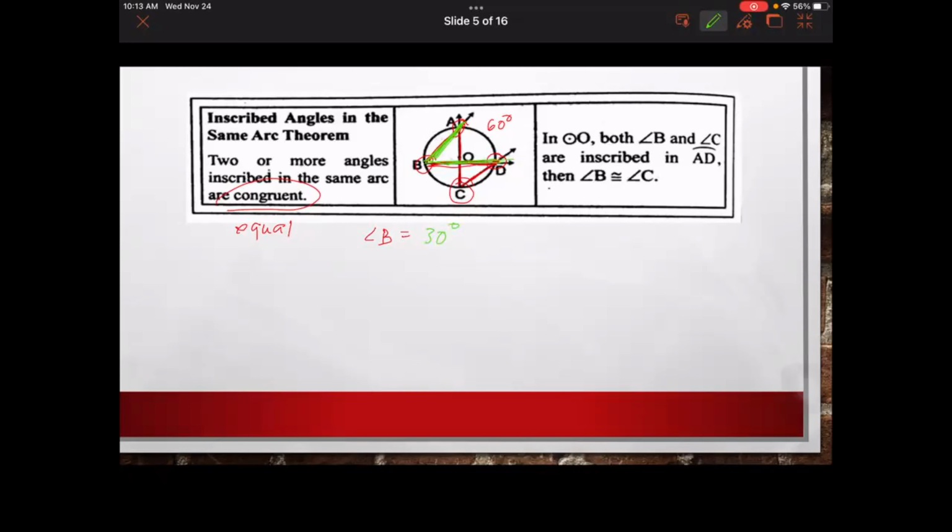Now, we have angle C. This is angle C. What is in front of it is also 60, because the endpoints are A and D. So angle C is also 30 degrees. They are the same, which is stated here: two or more angles inscribed on the same arc, their same arc being AD, are congruent. When we say congruent, they are equal. So B is congruent with C, which is 30 equal to 30. Okay?